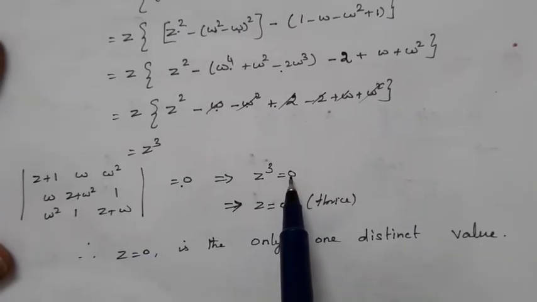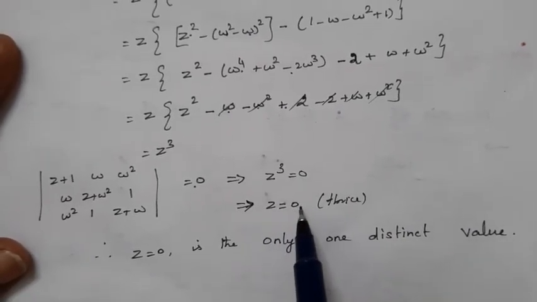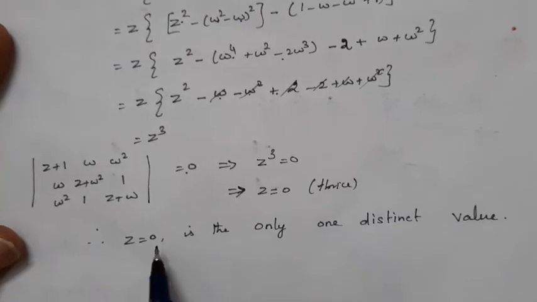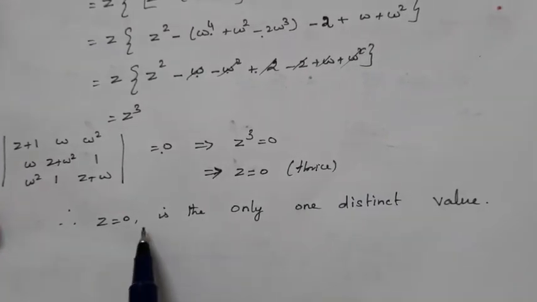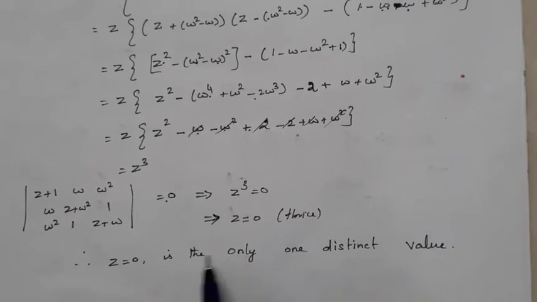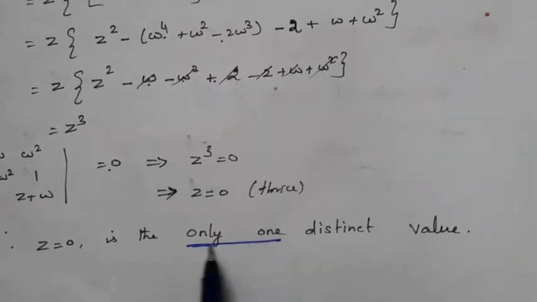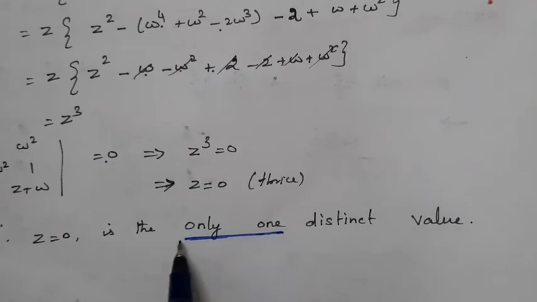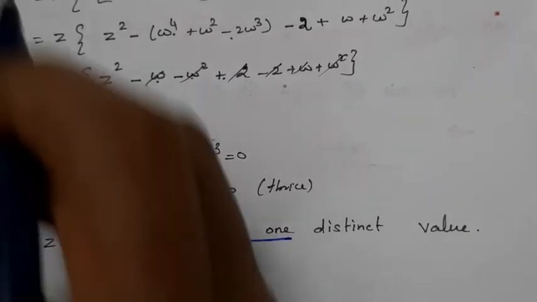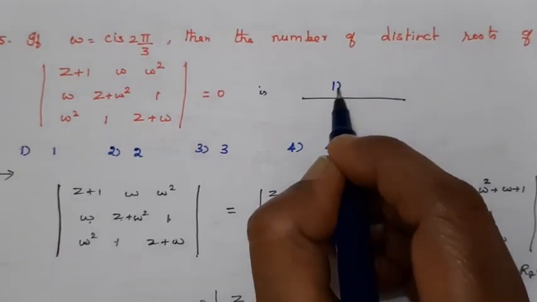So Z cube is equal to 0 means Z equals 0, thrice. Three values will be there: Z is equal to 0, 0, 0. What is the only distinct value? Z equal to 0 is the only distinct value, repeated 3 times. So how many distinct values are there? Only one value is distinct. So the number of distinct roots of this determinant is only 1, that is option number 1.